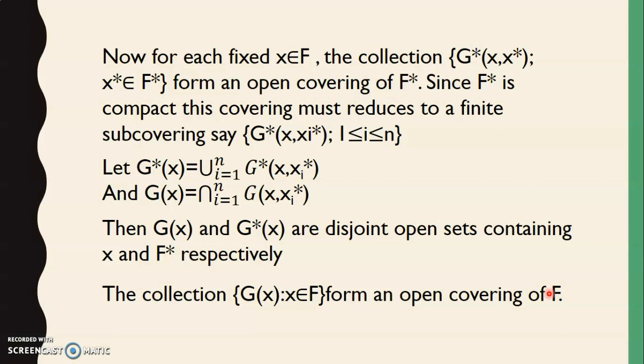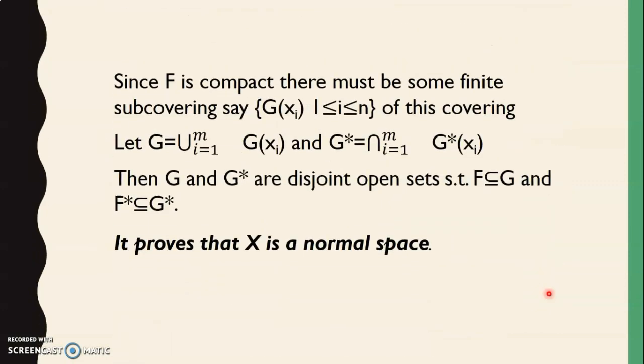Let G star x equal the union over i from 1 to n of G star x xi star, and G x equal the intersection over i from 1 to n of G x xi star. Then G x and G star x are disjoint open sets containing x and F star respectively. The collection G x such that x belongs to F forms an open covering of F. Since F is compact, there must be some finite subcovering, say G xi, i from 1 to m, of this covering. Let G equal the union over i from 1 to m of G xi, and G star equal the intersection over i from 1 to m of G star xi.